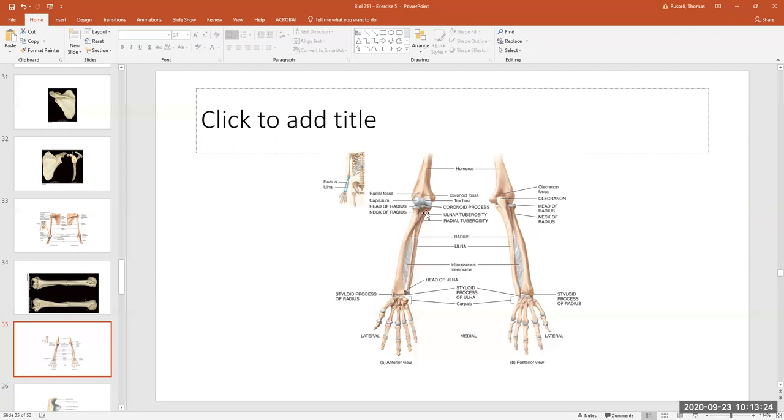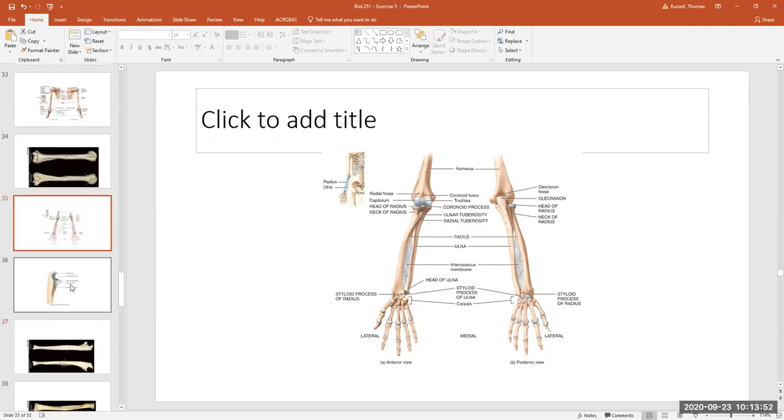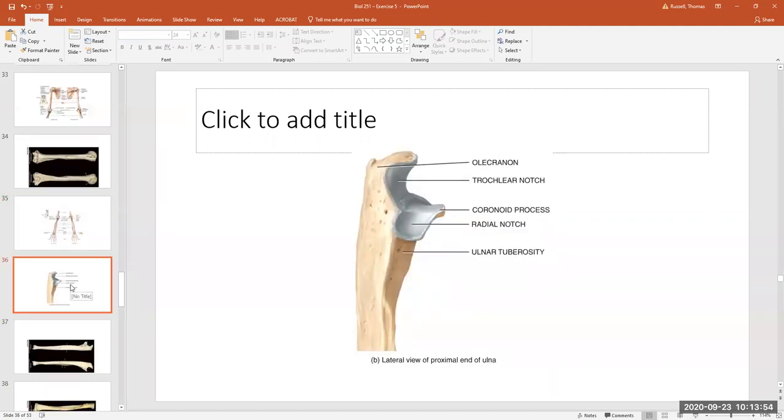So look at the articulation here. The capitulum of the humerus articulates with the head of the radius, but the trochlea of the humerus articulates with what's called the trochlear notch. You can't see it yet, on the ulna. So the trochlea articulates on the ulna, the capitulum articulates on the radius when you look at it in an articulated state. So let's look at the bone and name a couple of things that we have to identify.